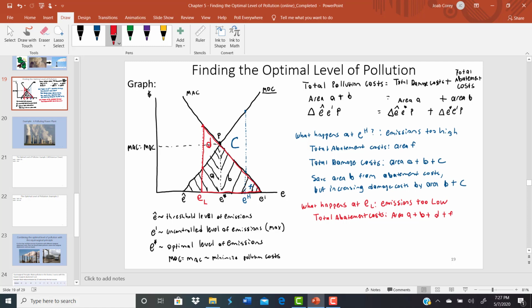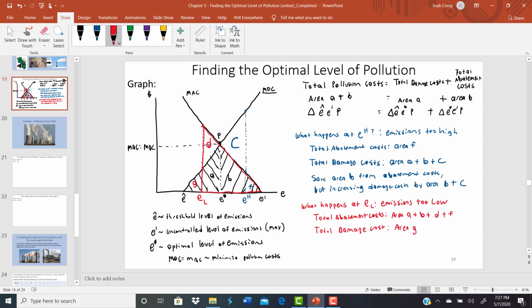Now in order to figure out our damage cost, that's just going to be the area between E hat and E_L there, or the area under our marginal damage cost curve. We'll call that area G. Notice that when we have a lower than optimal number of emissions, our damage costs are lower than they otherwise would be, but now our abatement costs are really high, and our total costs are again going to be higher than they otherwise would be.